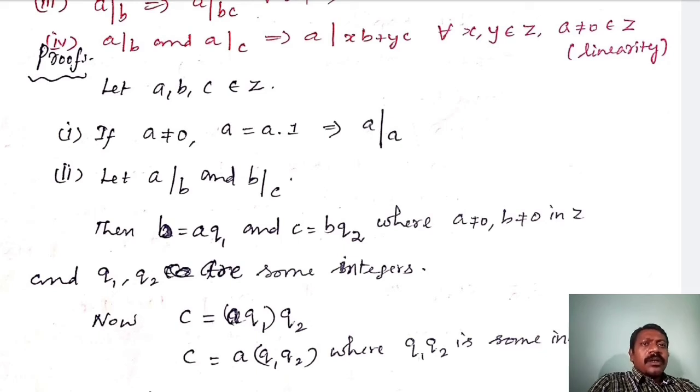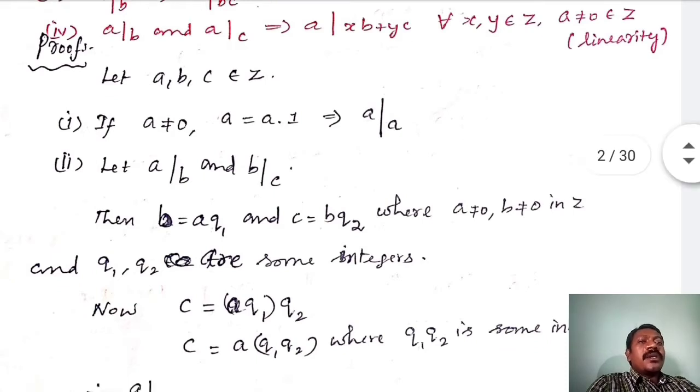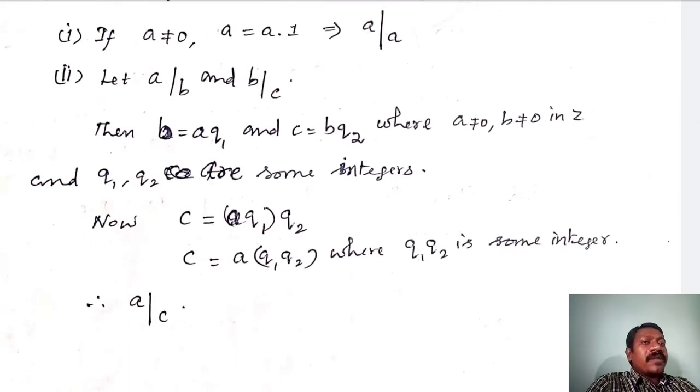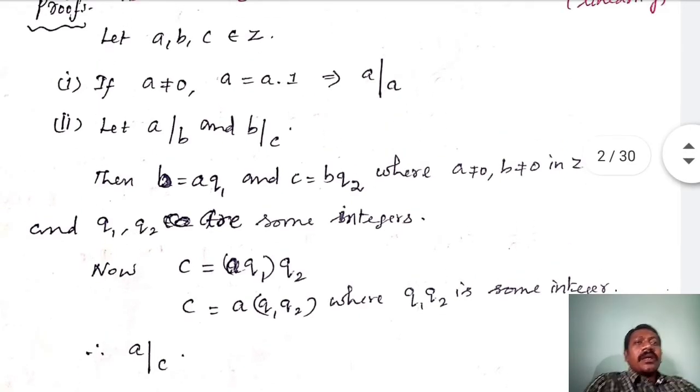Second one, we assume a divides b and b divides c. Now we have to prove a divides c. That is, we have to prove c equal to a into something, a multiple of a, where q1, q2 must be integers. So a divides b means b equal to aq1 and c equal to bq2, where a not equal to 0, b not equal to 0 in Z, and q1, q2 are some integers.